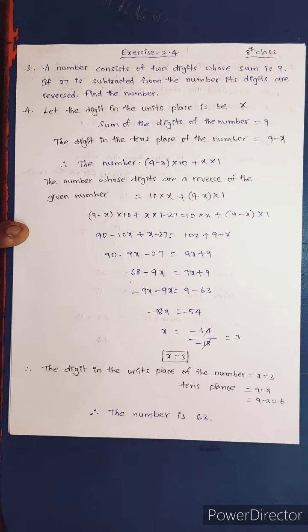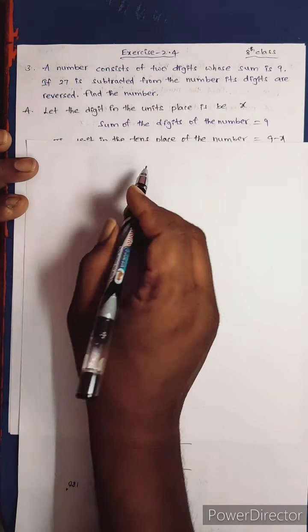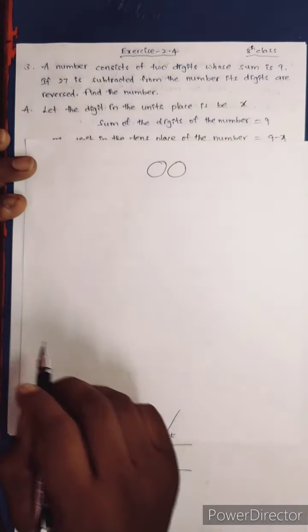Next, third problem. A number consists of 2 digits whose sum is 9. A number consists of how many digits? 2 digits, a 2 digit number.